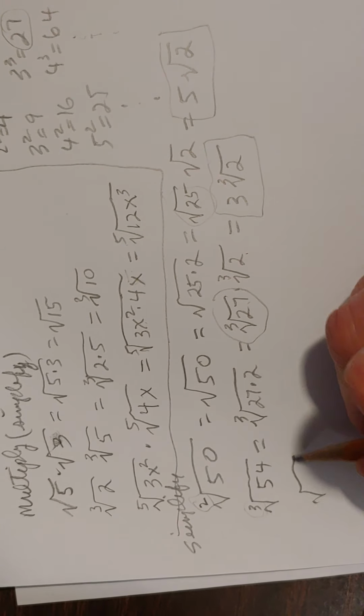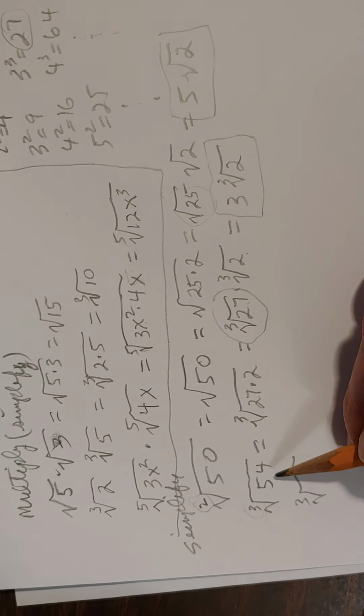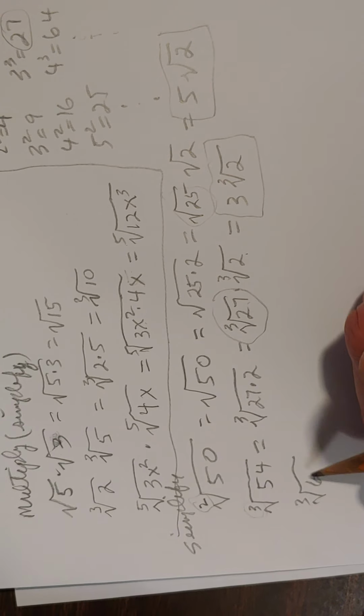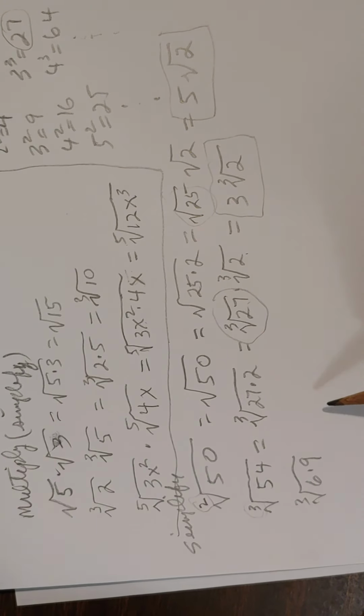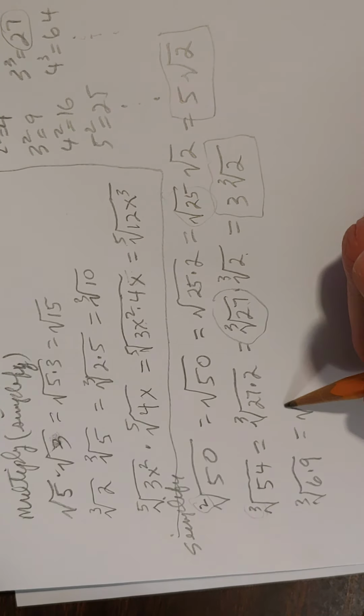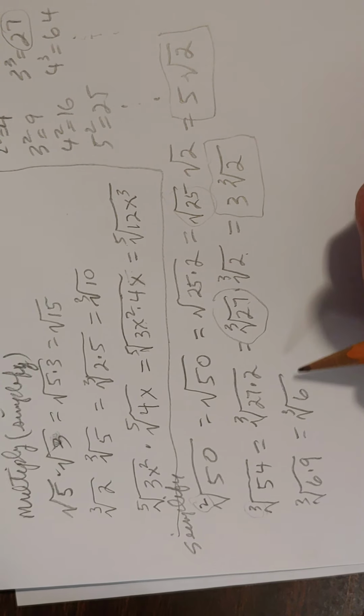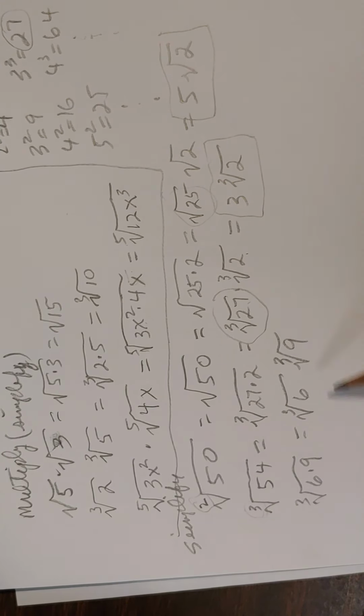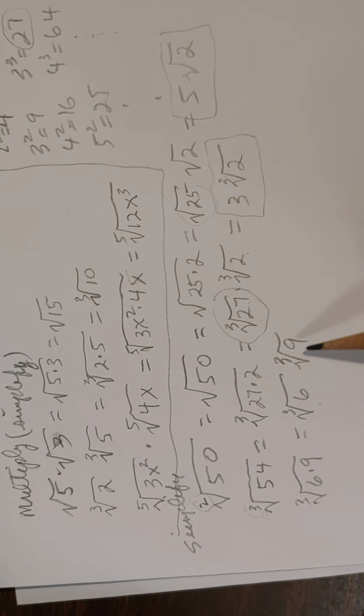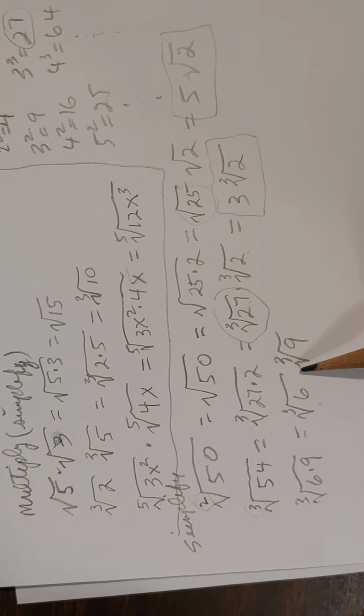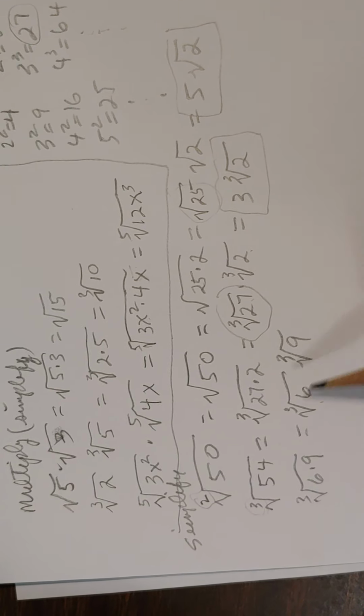Notice you can't just factor 54 any way you want. 54 is 6 times 9, but that doesn't help me. I can write it as a cube root of 6 times the cube root of 9, but 6 and 9 are not perfect cubes, so I can't simplify either one of these, so it doesn't help me to write it this way. It's correct, these are equal, but it doesn't help me write it in simplest form. I want to do it like this.